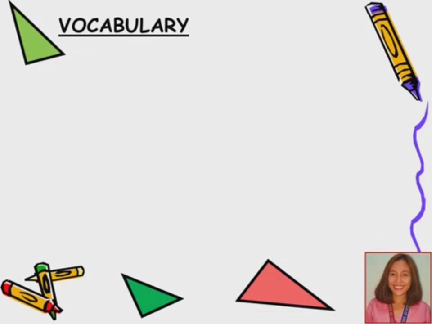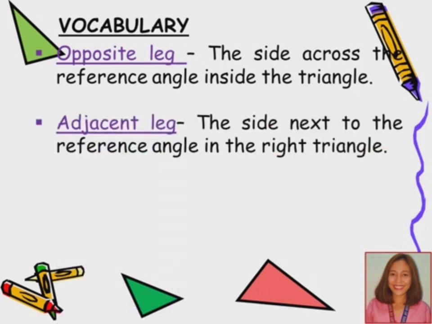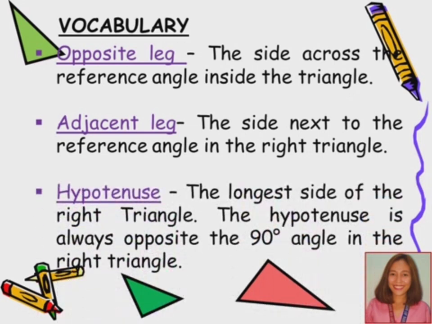Therefore, the following definitions are crafted. We say that the opposite leg is the side across the reference angle inside the triangle, while the adjacent leg is the side that is next to the reference angle in the right triangle. And the hypotenuse is the longest side of the right triangle. And always remember, the hypotenuse is always opposite to the 90-degree angle in the right triangle.